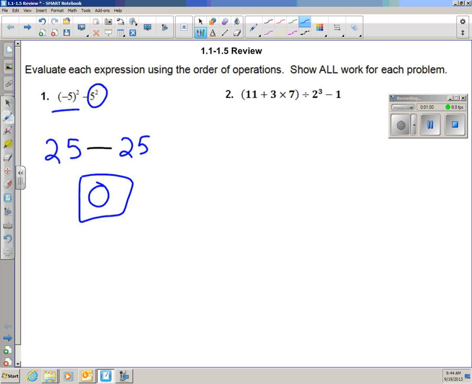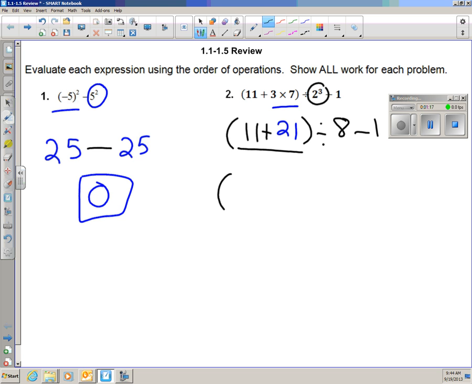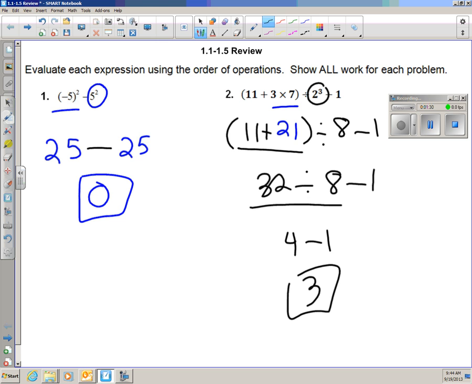In number 2, I work inside my parentheses, and I'm going to do 3 times 7 is 21. Still in the parentheses, I've got 11 plus 21, divided by, I'm going to go ahead and do this right now, 2 cubed is 8, and then I'm going to subtract 1. In my parentheses, when I add 11 plus 21, I actually don't need this parenthesis here. 11 plus 21 becomes 32. That's 32 divided by 8 minus 1. 32 divided by 8 is 4. 4 minus 1 is 3.